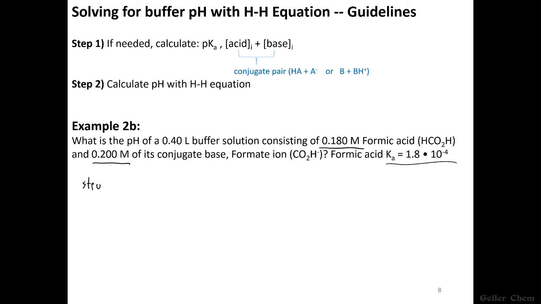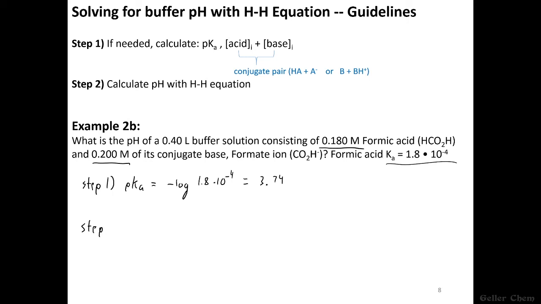Step 1, pKa is equal to negative log 1.8 times 10 to the minus 4. Solve, and we get 3, not significant because it's to the left of the decimal, .74, two sig figs. Now we have everything we need.